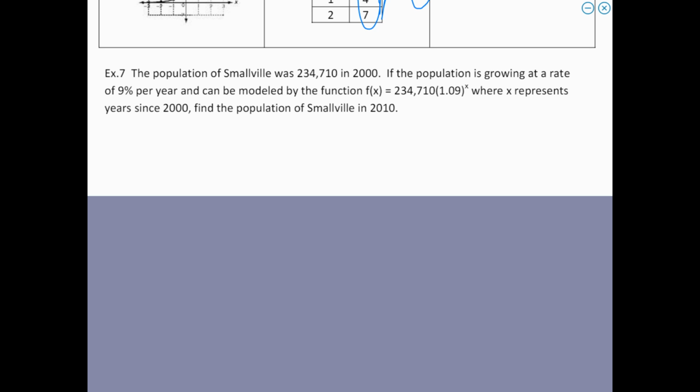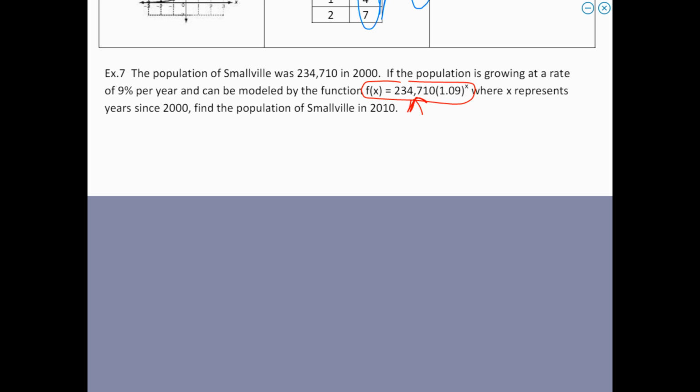Yep, that's it. The population in Smallville was 234,710 in 2000. If the population is growing at a rate of 9% per year and can be modeled by the function f of x equals 234,710 times 1.09 to the x power, where x represents years since 2000, find the population of Smallville in 2010. Okay, we're already given the equation.